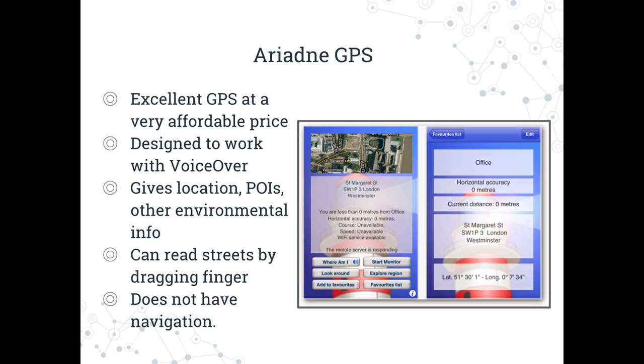One of the really unique things about this is that you can read the streets by dragging your finger across the screen. So it allows you to discover an area more in depth as if you were using a tactile map on your phone. As you drag your finger over the streets, it would announce the streets and you can see how they're oriented in the area, non-visually.